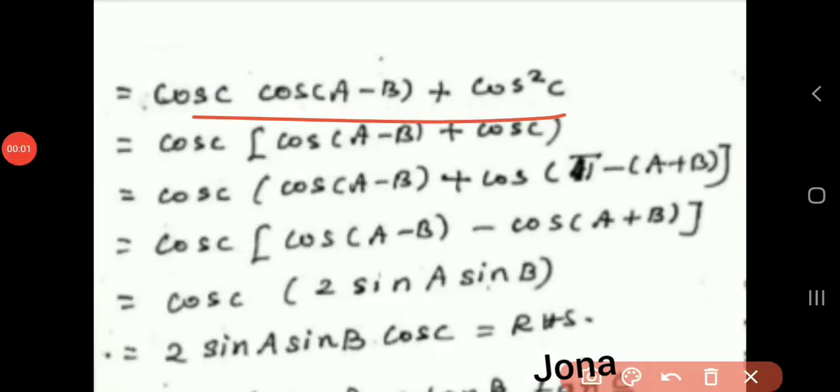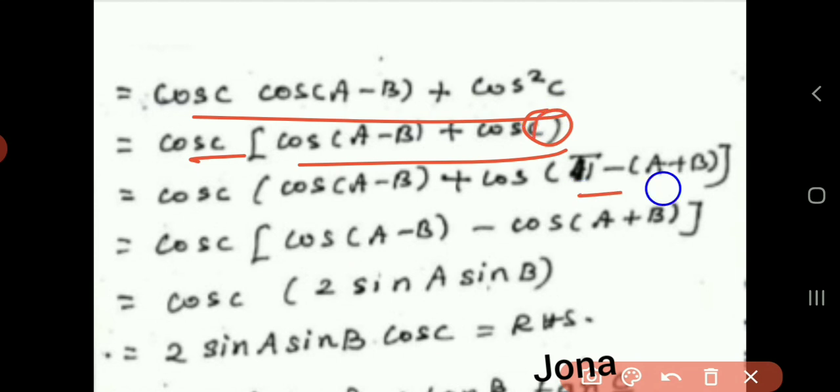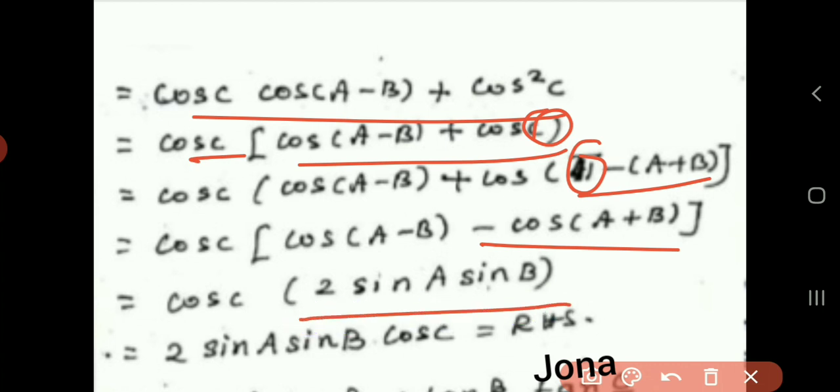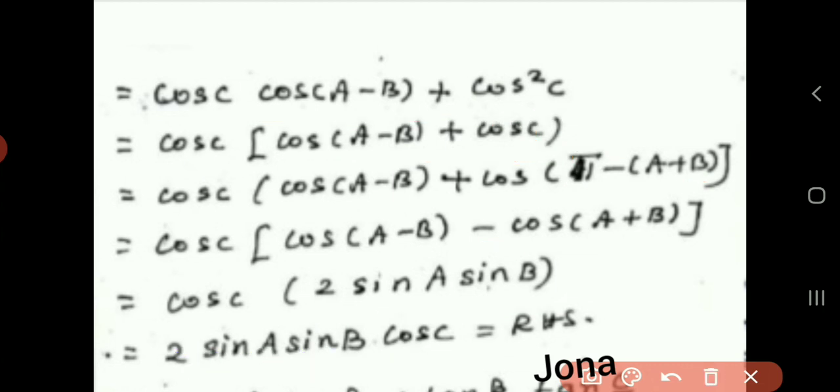Now we have these terms like this, and then take cos c as common factor. Therefore inside the bracket we have cos of a minus b plus cos c. Okay, so this cos c can be written as cos of pi minus of a plus b, which is in the second quadrant. So as usual we can have minus cos of a plus b. Now this is in the form of cos of a minus b minus cos of a plus b. This can be written as 2 sin a sin b. And then multiply, we can have the answer for the right hand side. That is 2 sin a sin b into cos c.